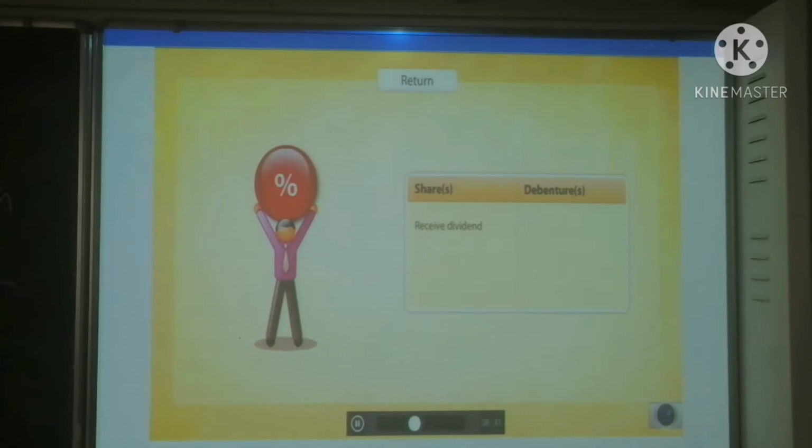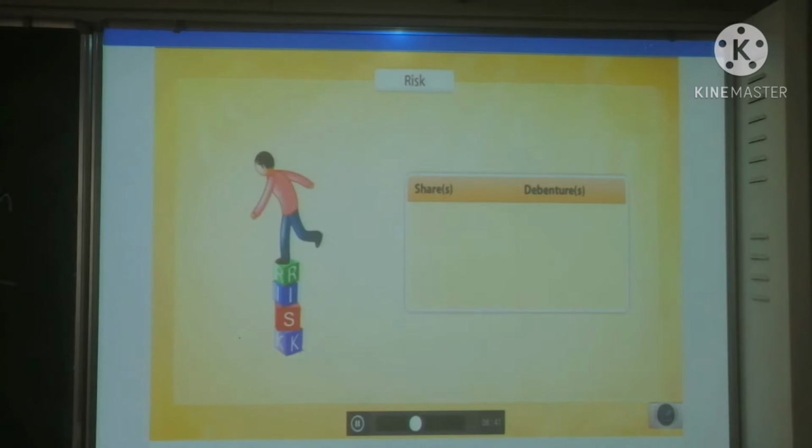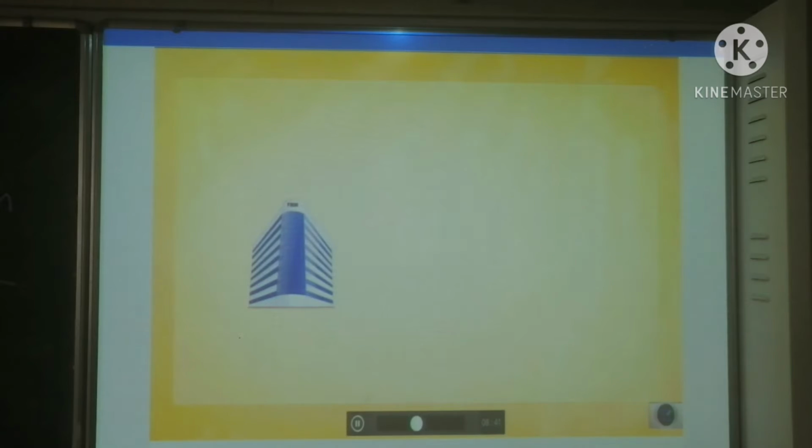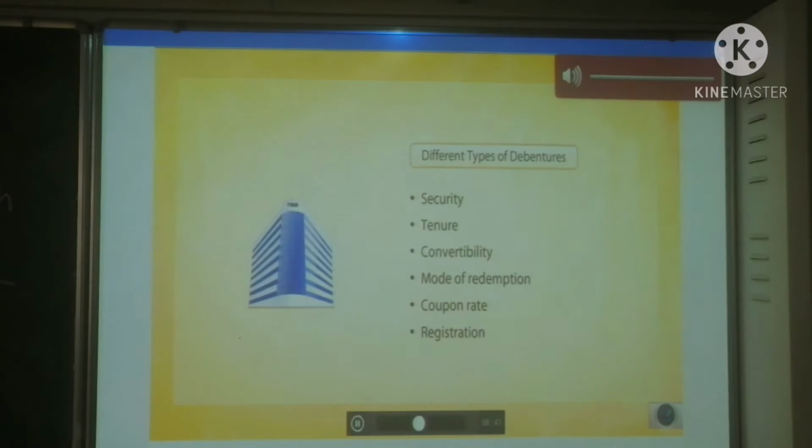Shareholders receive a dividend and debenture holders receive interest. Shareholders are at a relatively greater risk as compared to debenture holders. A company issues different types of debentures. These debentures are classified in terms of security, tenure, convertibility, mode of redemption, coupon rate, and registration.